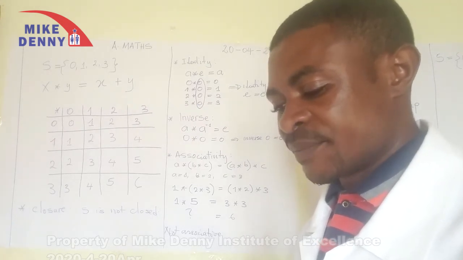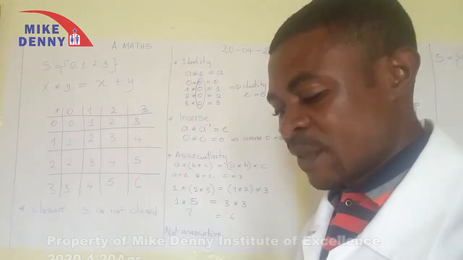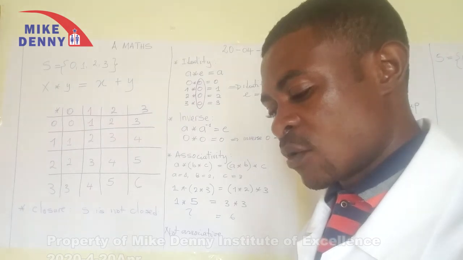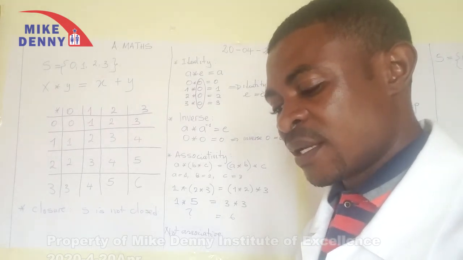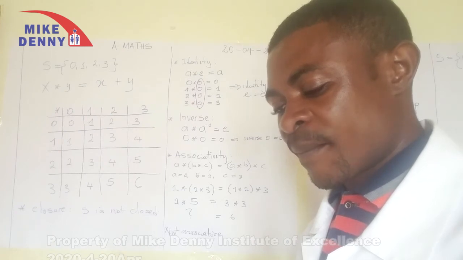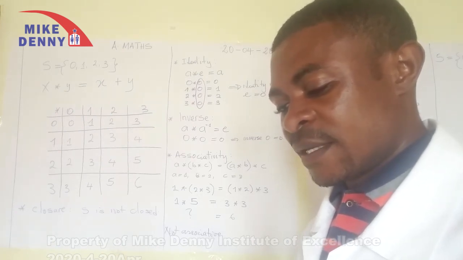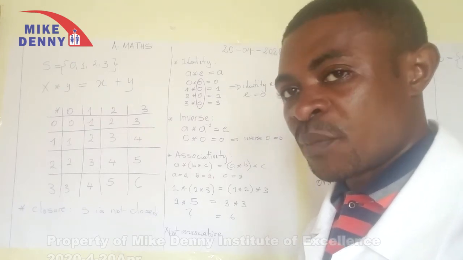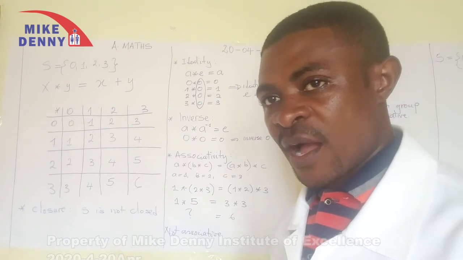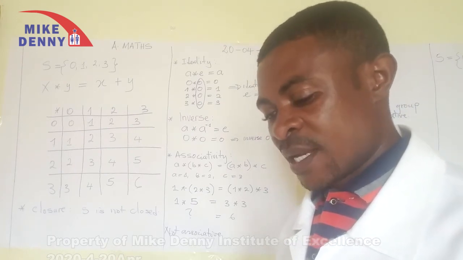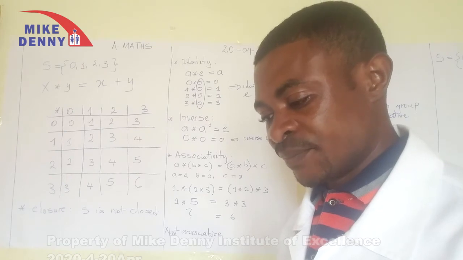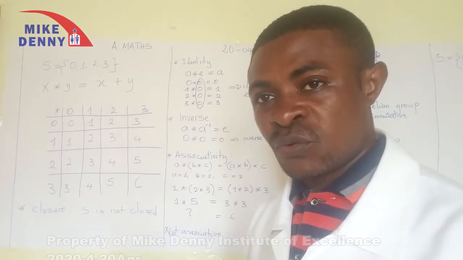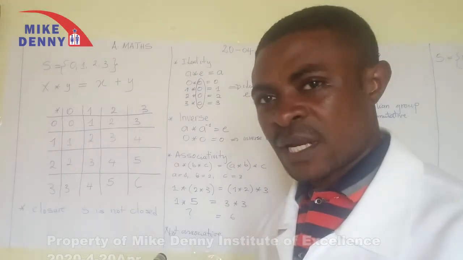B. Determine whether star forms a group. C. Verify if S is an abelian group and determine the order of the group if it exists. Okay, all right. So that is the activity you will do for me, and we will come back to that.